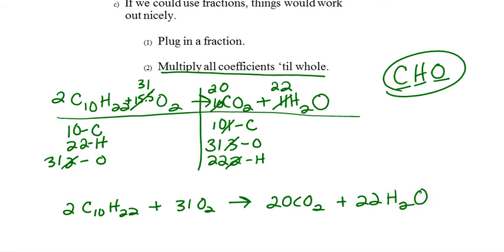And voila, you're done. So that is an example of a CHO, showing you having to use a fraction, multiply till whole. What you're going to do is practice, practice, practice, because that is the only way you're going to become very, very good at it.